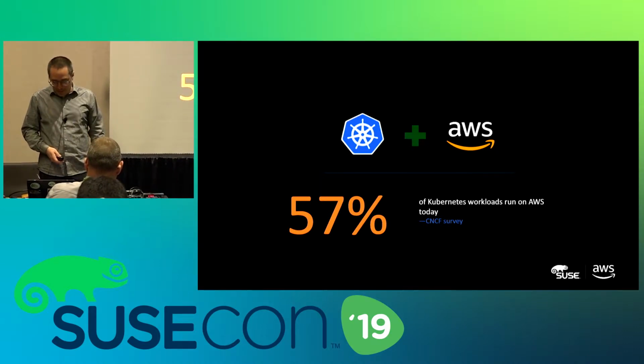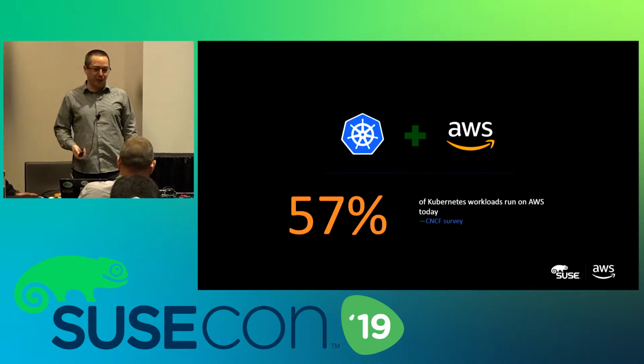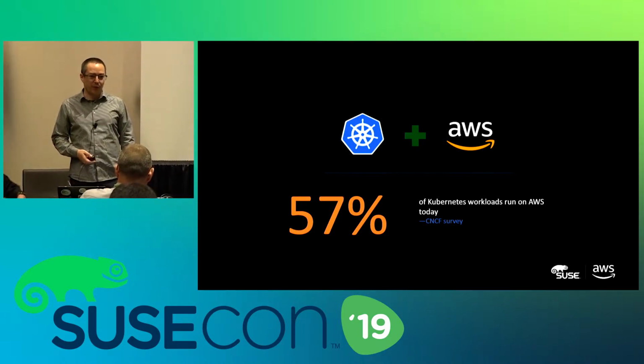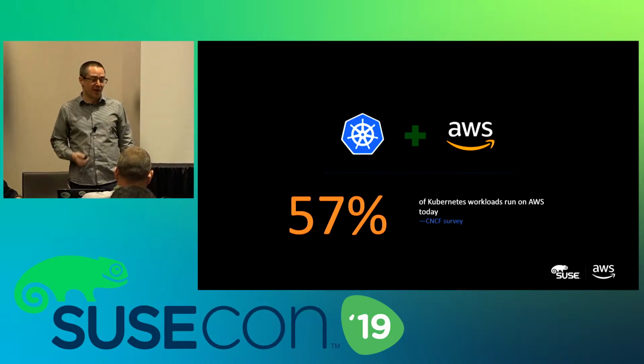So, the way AWS decides what to build next is we have a process called working backwards. We start with customers asking us for something, and then we work backwards from that until we come up with a service offering. And that's really what happened with EKS.